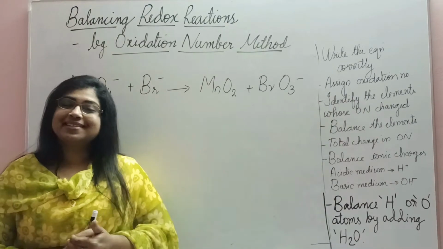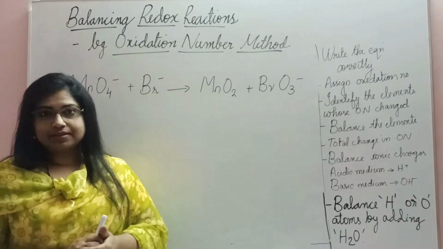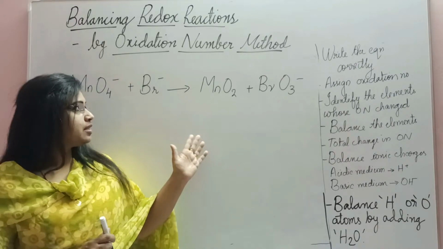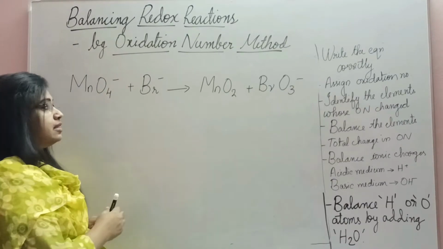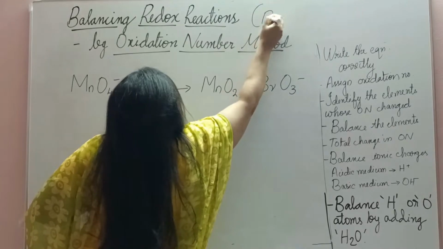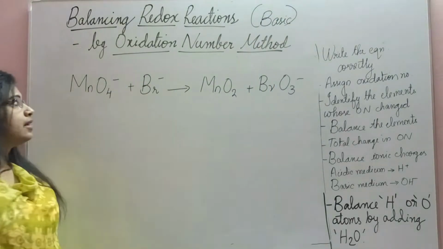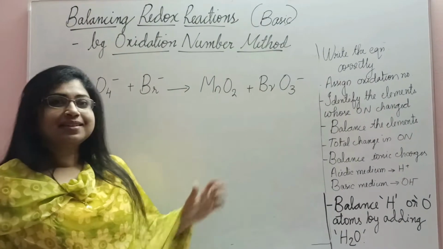Balancing redox reactions using the oxidation number method. So this time we are balancing the redox reaction in the basic medium. This reaction takes place in the basic medium. So we can begin. What is the first step?